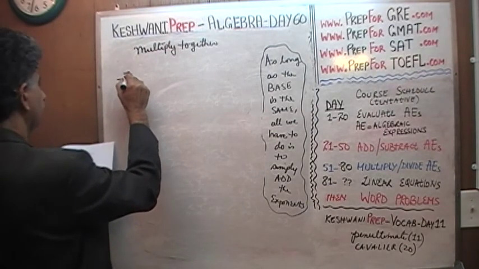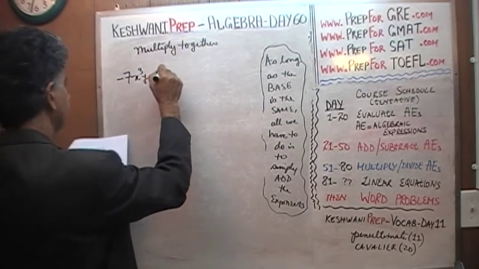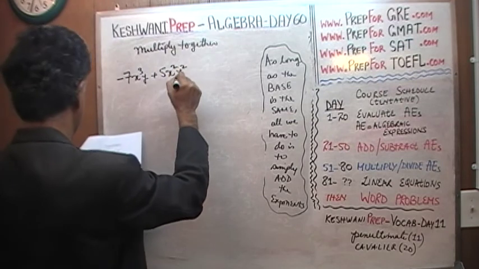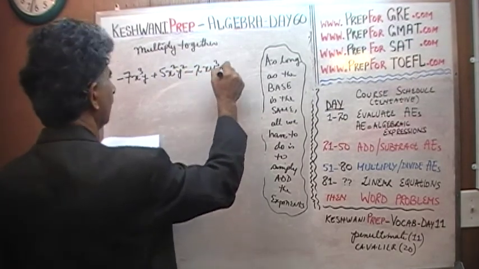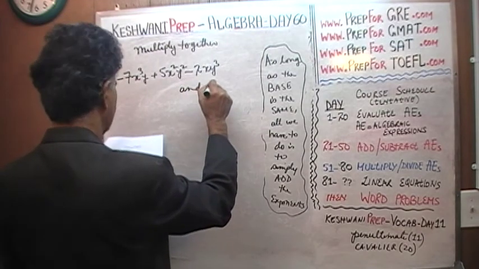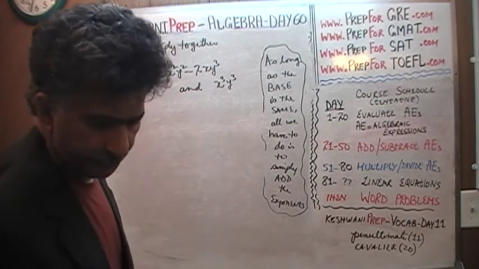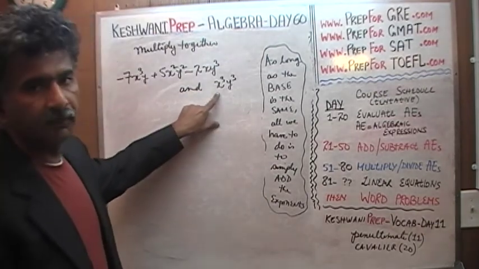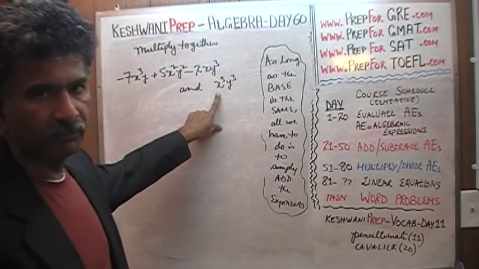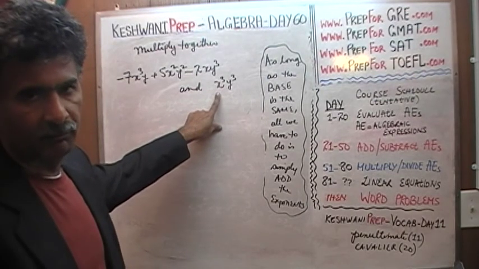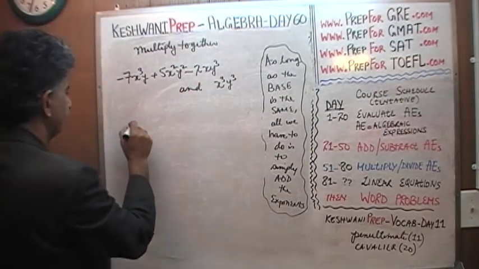Negative 7x cubed y plus x squared y squared minus 2xy, and x cubed y cubed. Now here, the second part is the one with only one term. It's always convenient to put the one with the fewer terms first. It's just a matter of convenience, it just looks better. And then put the longer expression after that. So let's put this one first.